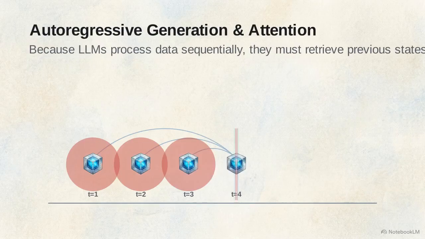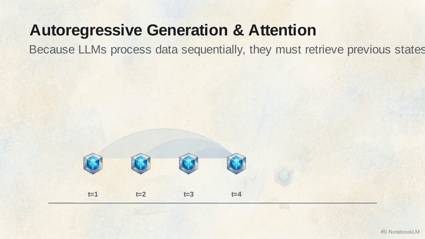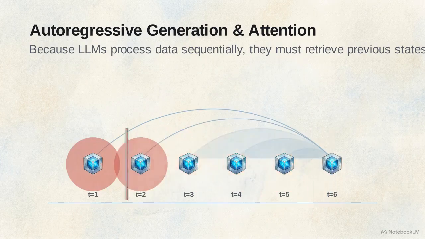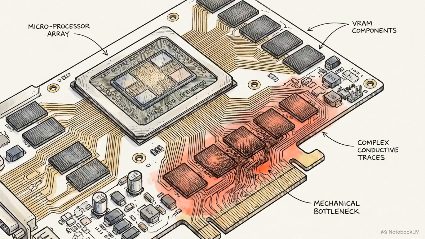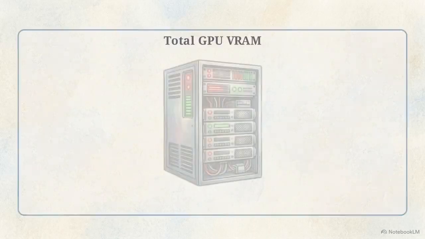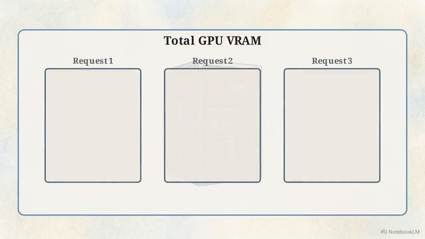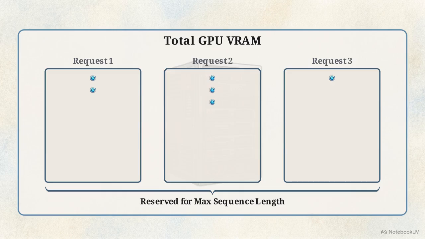Because LLMs process data sequentially, they must retrieve the attention states of all previous tokens at every step of generation. The bottleneck here is not raw compute, but memory bandwidth and the management of the key value cache. This illustrates the flaw in traditional serving architectures. Because generation lengths are unpredictable, systems statically allocate contiguous blocks of maximum length memory for every incoming request.